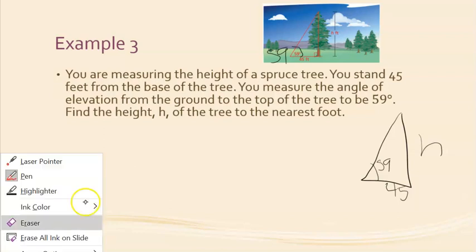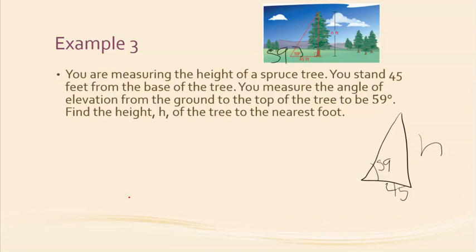Okay, so what do I want to label the h, my variable? Is it opposite, adjacent, or hypotenuse? Opposite. And my 45? Adjacent. Why are all of these tangent? Anyways, so this one is tangent. That's a 59. I can't even read my own handwriting. This time I have the variable on top and the number I know on the bottom.